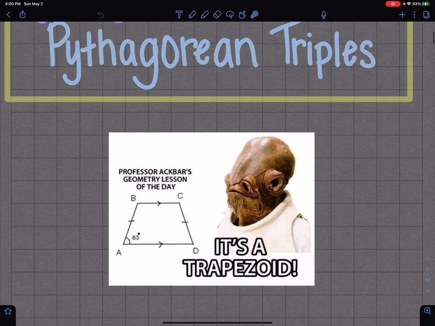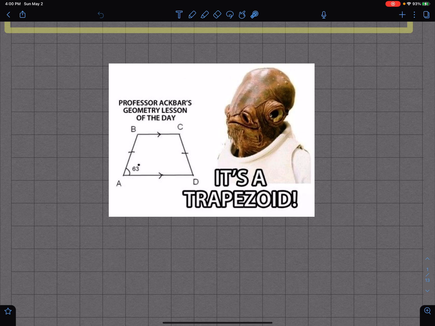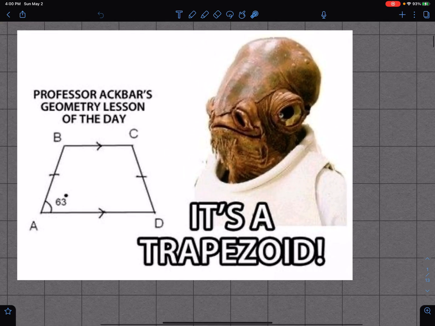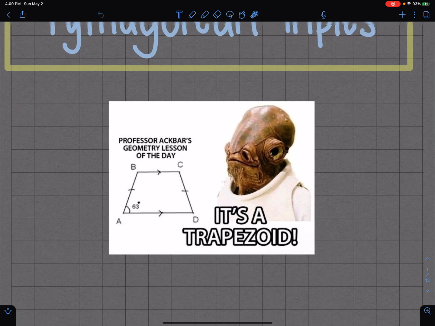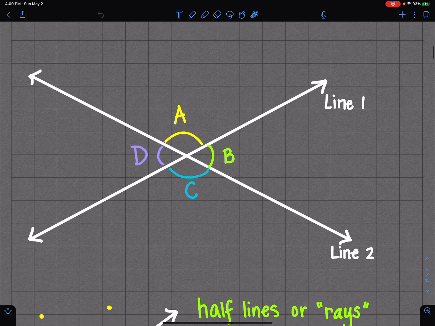So first things first, Professor Akbar's geometry lesson of the day. It's a trapezoid. Okay. All right. Thought you'd like that one.